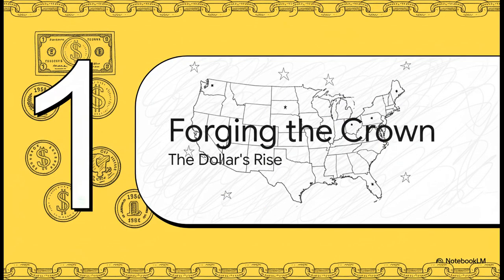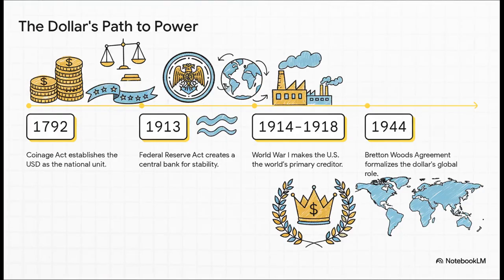All right, every dynasty has an origin story. And to understand how the dollar basically conquered the world, we have to go back and see how it first conquered its own country. This timeline here really lays out the key steps. So, the journey starts way back in 1792 with the Coinage Act, which just created a national standard. Then you fast forward over 100 years to 1913, and the Federal Reserve is born, giving the system some much-needed stability.